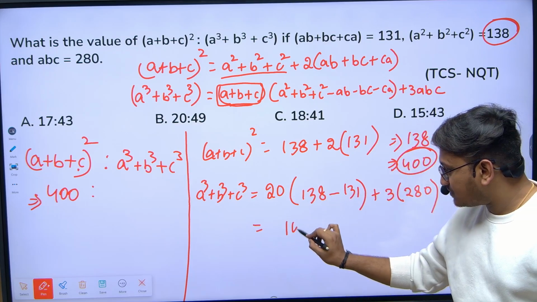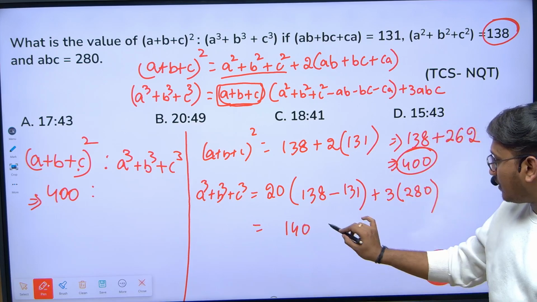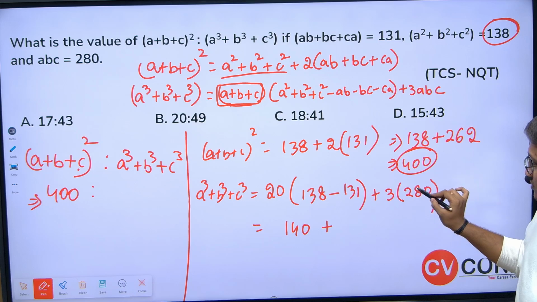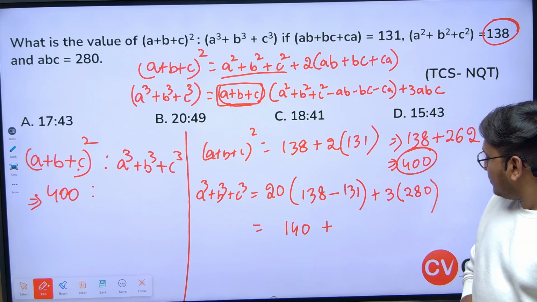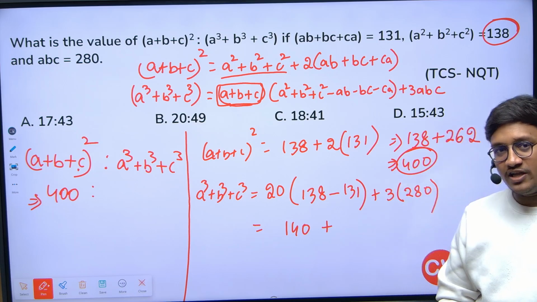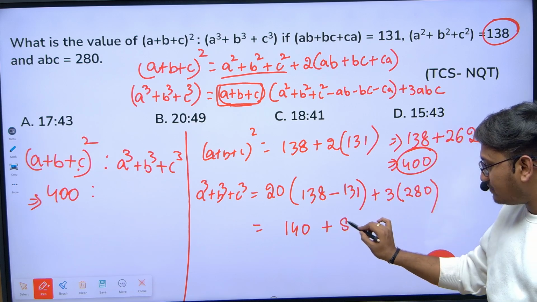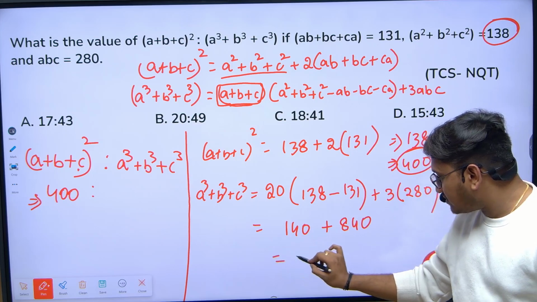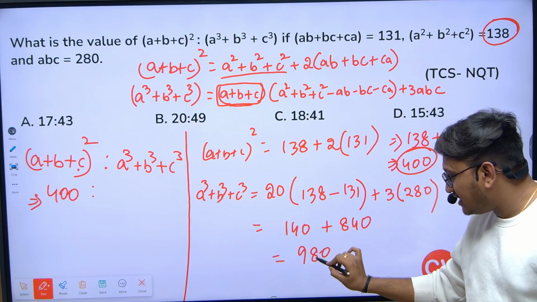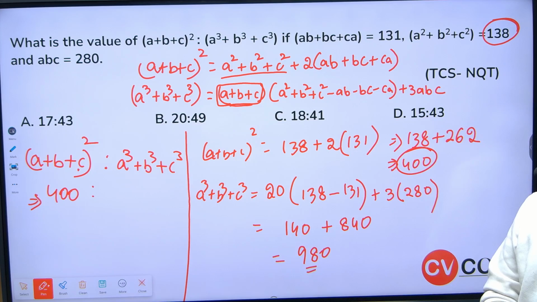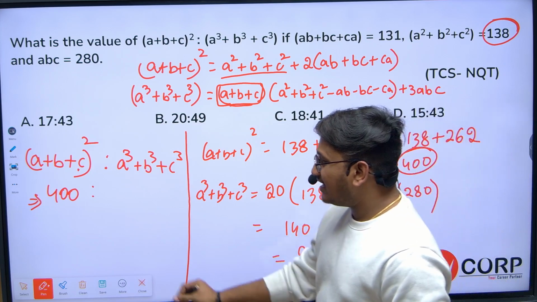7 times 20 is 140, plus 3 times 280. 3 times 280 is 840. 140 plus 840 is 980. So I got a³ + b³ + c³ as 980.